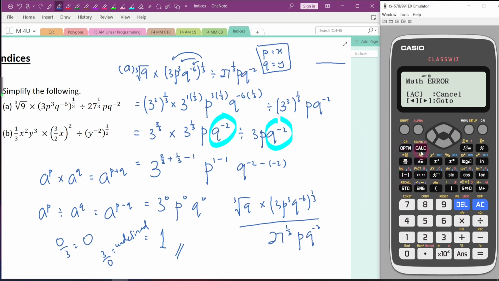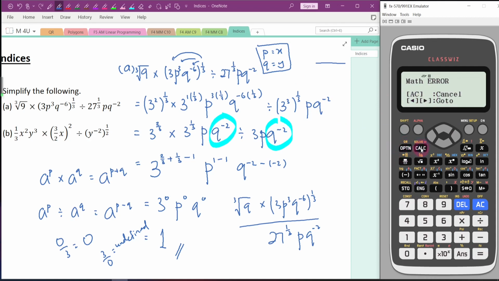Let's try. Calculate. This time P I let it be 7. 7 is okay. So Y, Q, I let it be 0. You get a math error. So other than this 0, other values can be used.